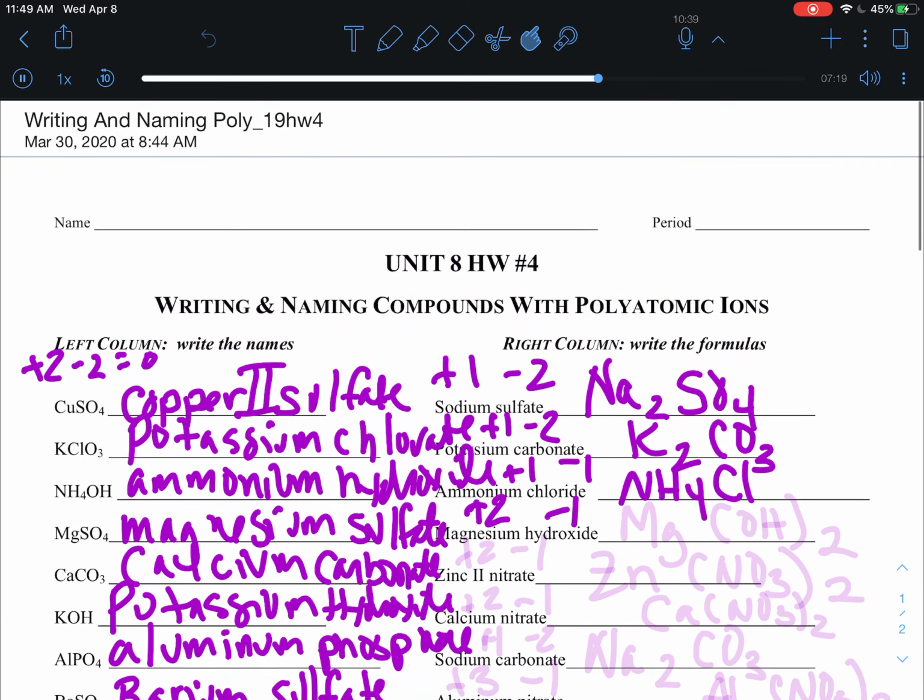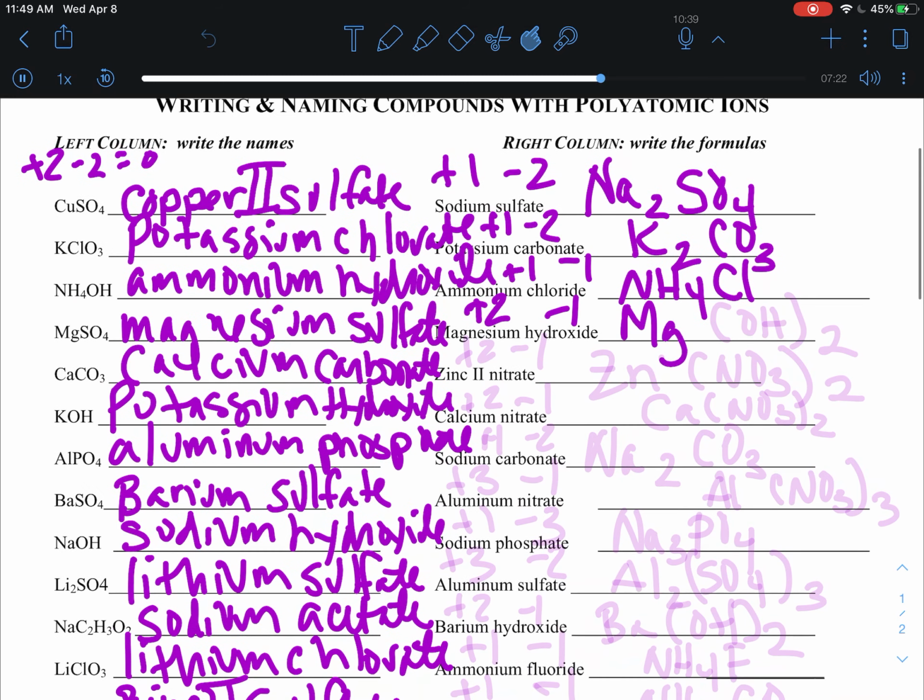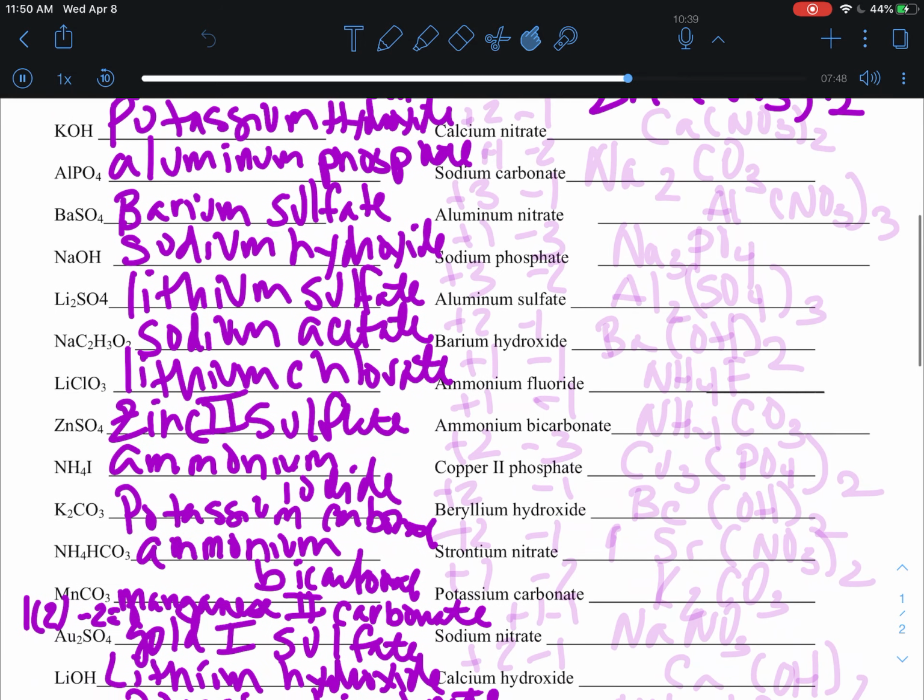Magnesium is +2, hydroxide is -1. So this is important. Here, I have to put parentheses around the whole thing. The 2 goes outside. Zinc really doesn't need a Roman numeral because we know it's always +2. But nitrate is -1, so Zn, NO3. I have to put parentheses around that whole thing, and then the 2 goes outside the parentheses, right? Calcium, again, +2, -1, right?